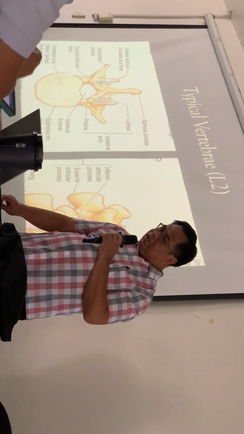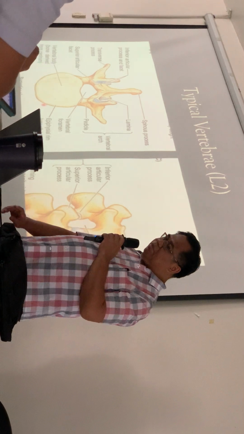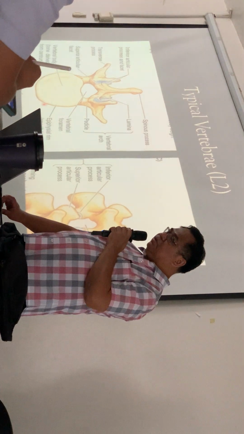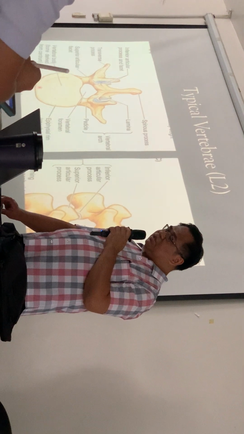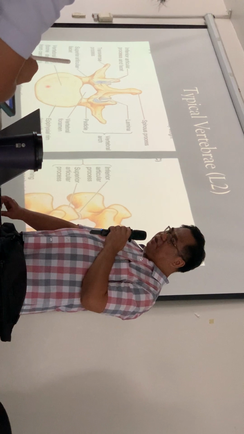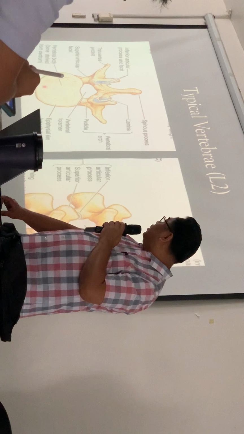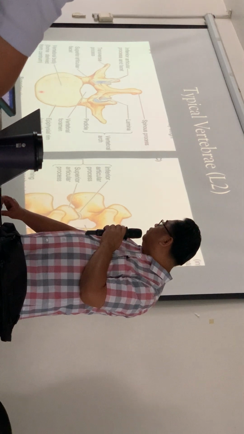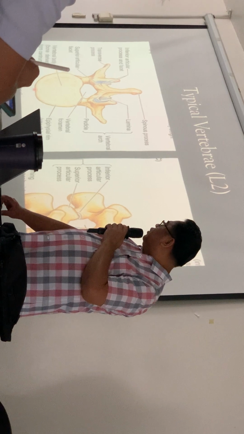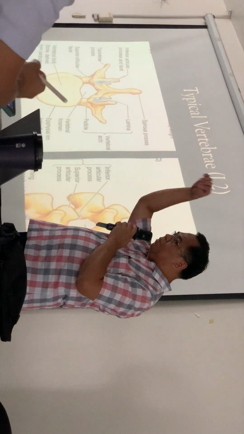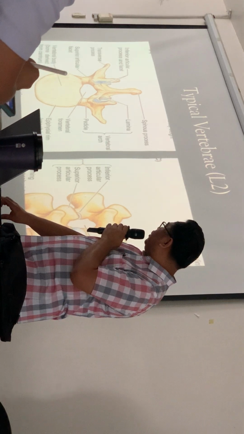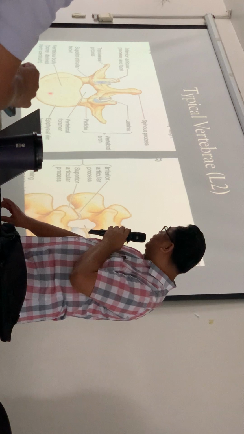So this is a typical lumbar vertebra. This is actually the second lumbar vertebra. You are looking at the patient's vertebra from the top. The patient is facing here, looking down. You are looking from above the patient's head, and you're seeing the vertebral body of L2 here. This is the vertebral body of L2.